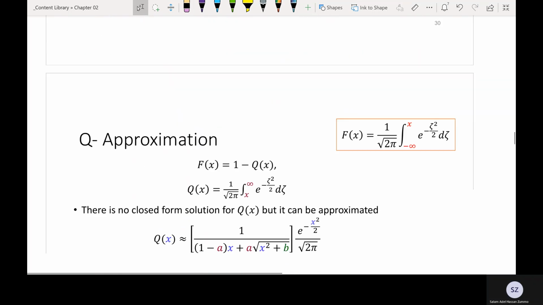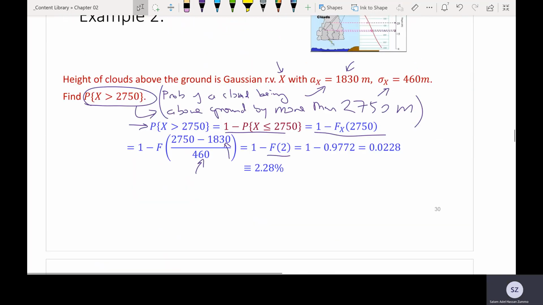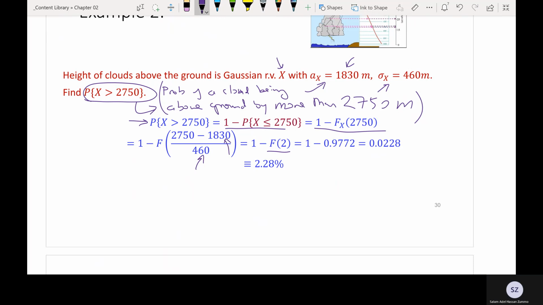Okay. So we write this probability as 1 minus 0.9772, which is 0.0228. So usually if you want to see it in percentage, easier to pronounce, it's 2.3%. So it's 2.3% of the time you will have a cloud above this altitude. Very rare. Very rare. How often is that in the web? You will find that a cloud is above this altitude. Any questions, guys?